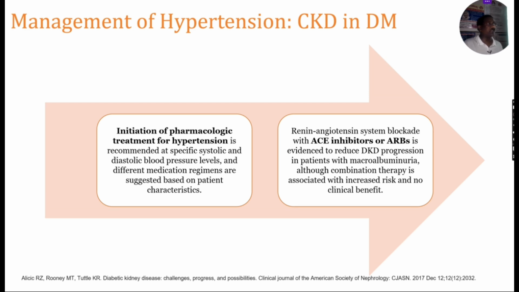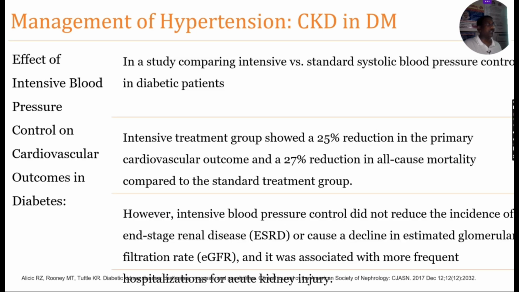But without dialysis, as normal physicians or subspecialists, it is better not to combine ACE inhibitors or ARBs. Use either ACE or ARB. ACE means your ramipril. ARB means your telmisartan or olmesartan, etc. Sartans here, prils there. Now, the management of hypertension: the effect of intensive blood pressure control on cardiovascular outcomes in diabetes.